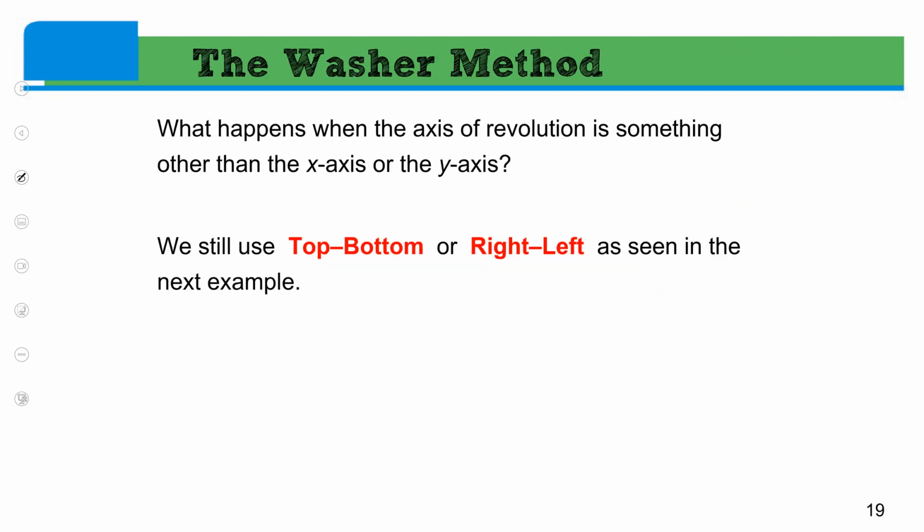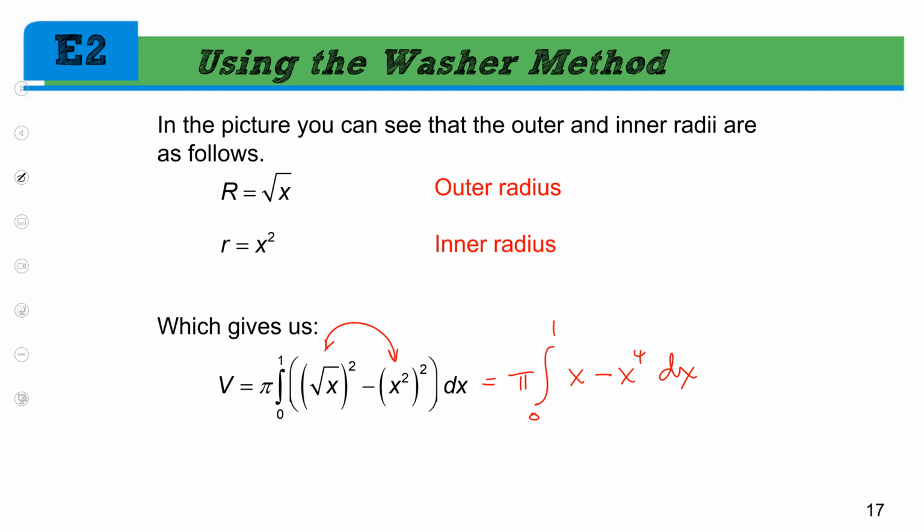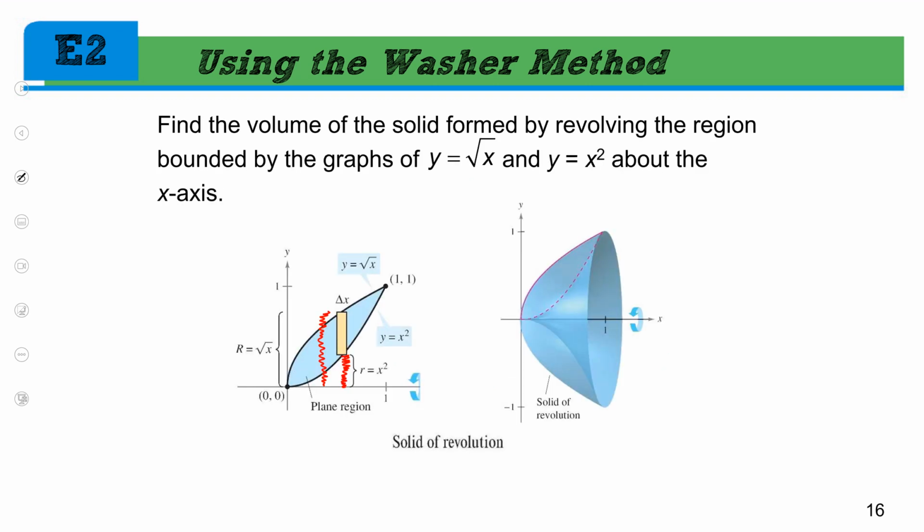So we're still going to use top minus bottom. We're still going to use right minus left. But, okay, hold on. Let me back up. Let's go back to this problem. When I was looking for that big radius, if I look at this picture here, I actually did top minus bottom.